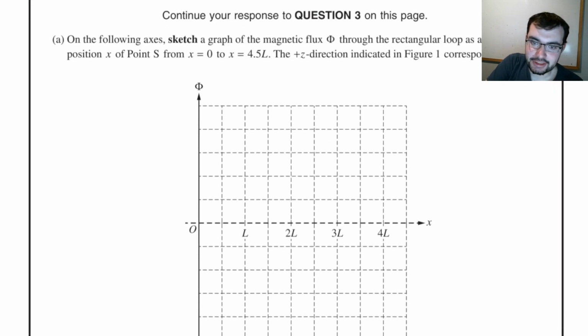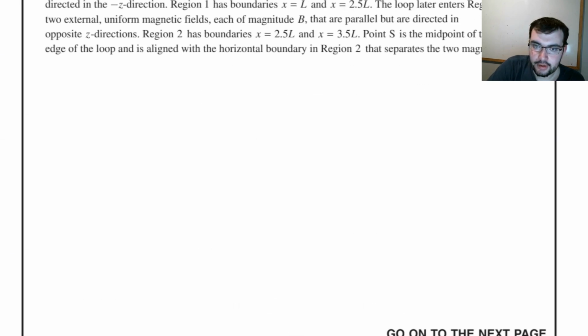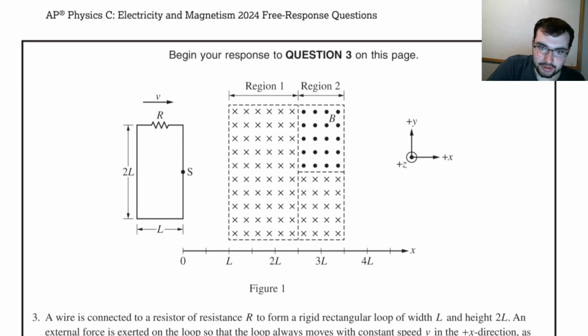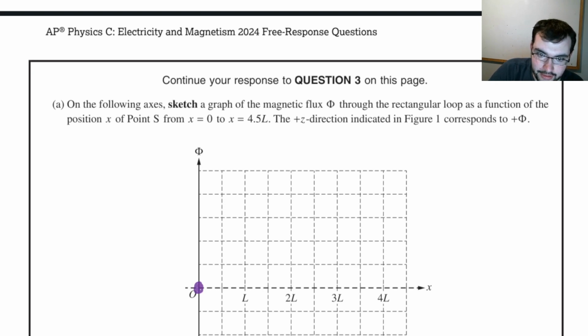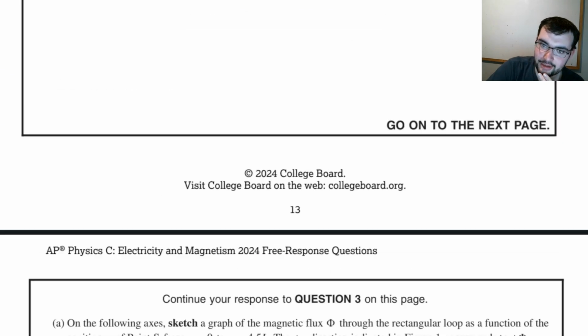So again, just like with all things with Physics C, we typically like to do the graph just by plotting points and then figuring out how they connect. So, to begin, S definitely starts at 0. There's no flux in the loop originally. And there's also going to be no flux when we get to 4.5L, because again, that would be this. So our graph is going to start at 0 and it's going to end at 0. So now let's see what's happening in between.